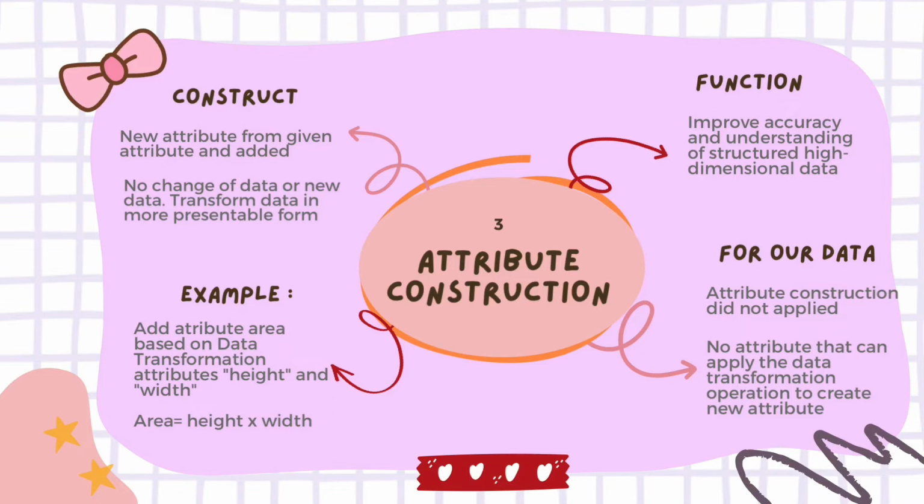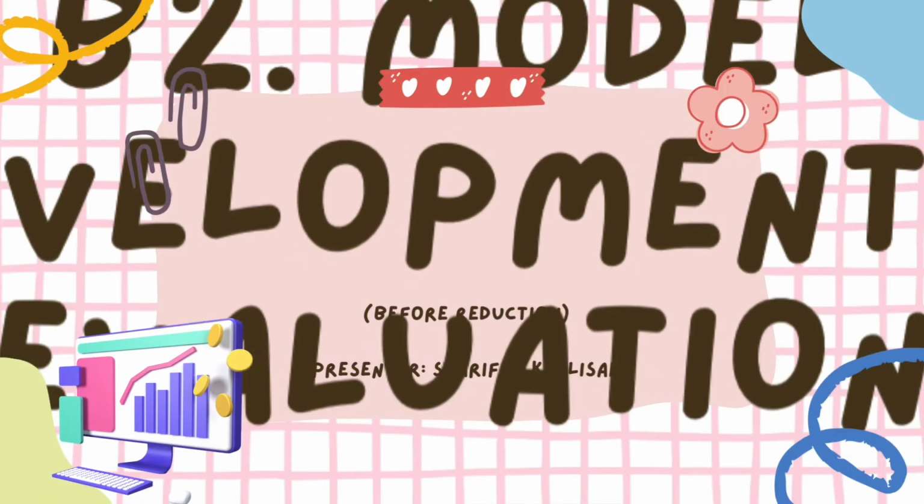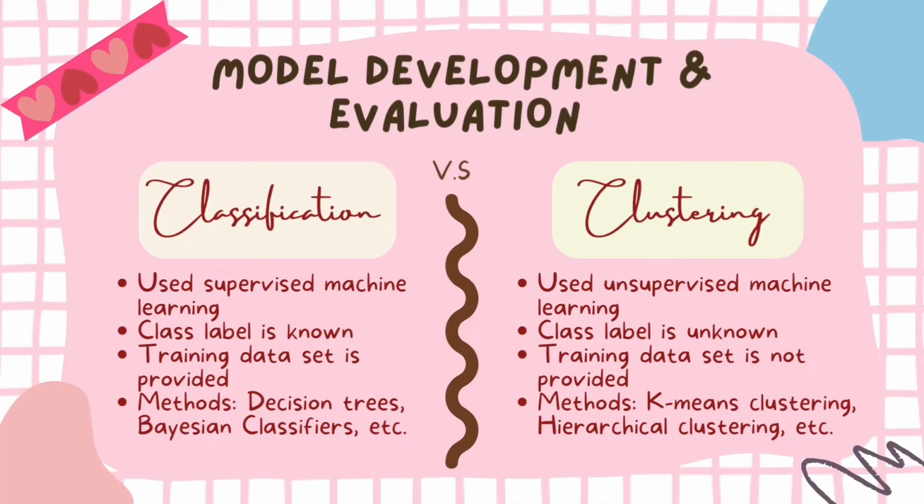For our dataset, we did not apply the attribute construction as there is no attribute that can be applied the data transformation operation to create a new attribute. How exactly do we develop the model from our data and evaluate them? We could use classification or clustering. This slide shows you the comparison between those two methods mentioned.